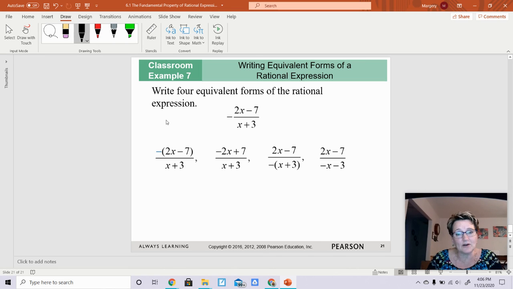I could also have put the negative in the denominator. If you notice, the numerator is just the same thing, 2x minus 7, and the denominator is x plus 3, but I have the negative in the denominator. So my numerator stays the same, but I distribute this. So I get a negative x and I get a negative 3. So that's how you could write it 4 different ways.